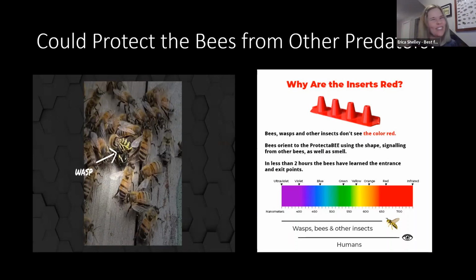But it turns out wasps and other insects also don't see red. So now the wasps, or yellow jackets or hornets, all of those things, aren't seeing it. They don't actually know where to go in. It's farther away from the food source. And in fact, robbing bees, it's a little harder for them to get in too, because there are now only 8 entrances to be protected as opposed to a big opening.